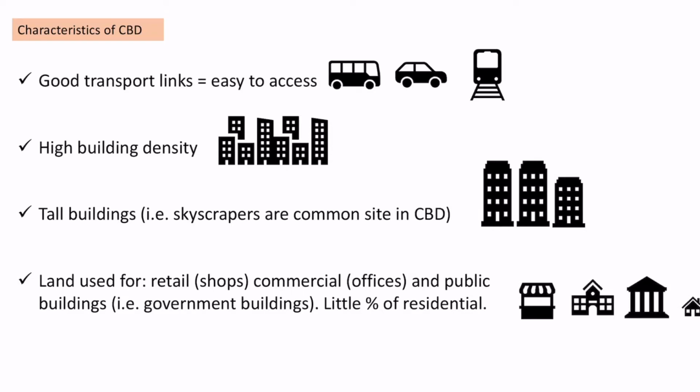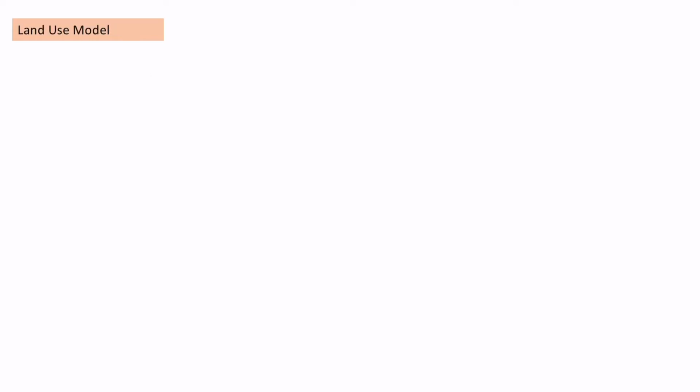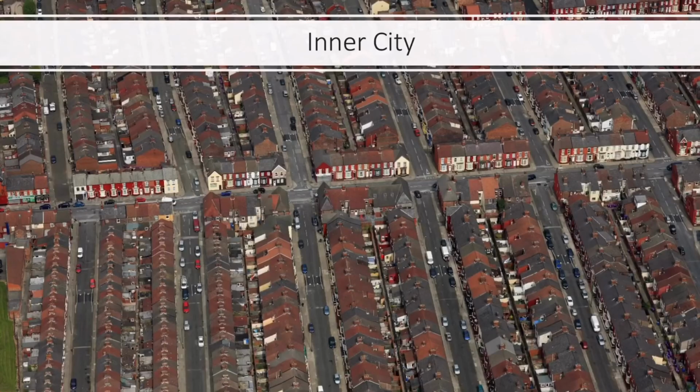We're going to talk about how land value, and like I said, land value is very high in this area, how that might actually cause certain things like shops and offices to be there and not residential. We're going to look at that in another video. So if I look at my really basic land use model, and this is not to say every city looks like this, but it's just a generic model, we would see the CBD right in the centre with those tall, densely packed buildings of retail and commercial.